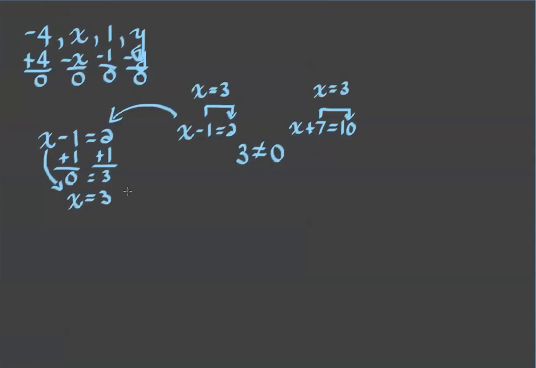Let's try another example. Let us say we have 7 added to an unknown is 10. In order to find out what our unknown variable is, we need to move 7 to the other side of the equation. We do that by adding its inverse to both sides. The inverse of 7 is negative 7, so that gives us 0. And 7 taken away from 10 is 3. If you add nothing to x, it's just x, which is 3.